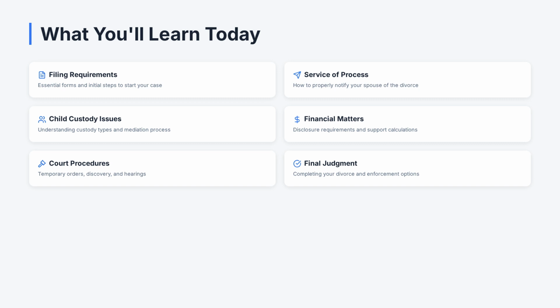So, what you'll learn today. Now, this is just the overview. It's not the specific classes with the step by step instructions, but this will give you a roadmap and it's very necessary for you to have this foundation. Today, you'll learn about the filing requirements, service, child custody issues, financial issues, court procedures, and final judgment.